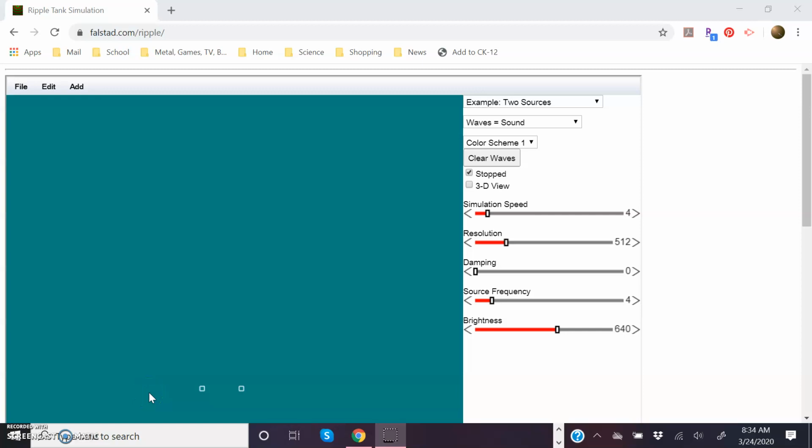Okay, this is a simulation or an applet that is used to illustrate a very important type of interference pattern. This is referred to as two-source interference. So this right here is going to be the surface of water.